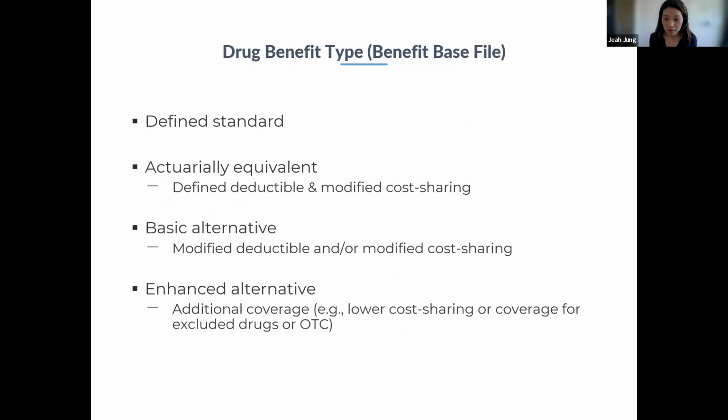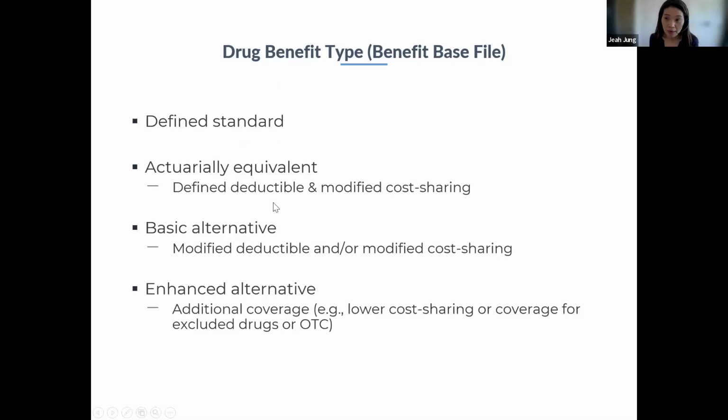And then another piece of information, again, we are with the plan benefit base file, right? In the base file, you can get the benefit information. So first, there is a variable called the drug benefit type, and this variable tells you whether it's a defined standard. This is Medicare defined standard benefits.